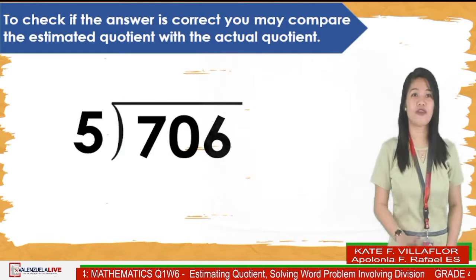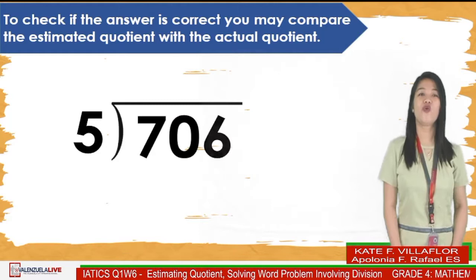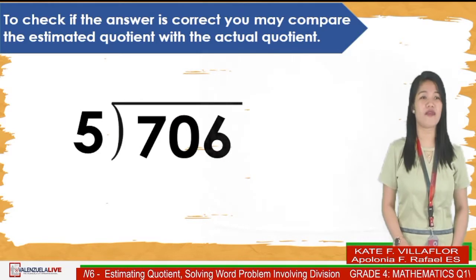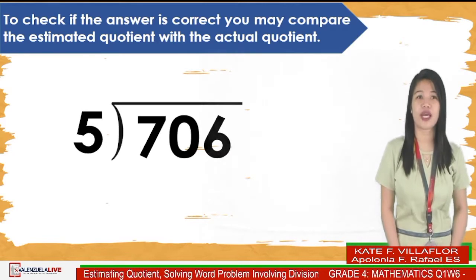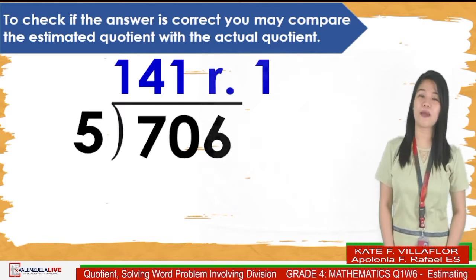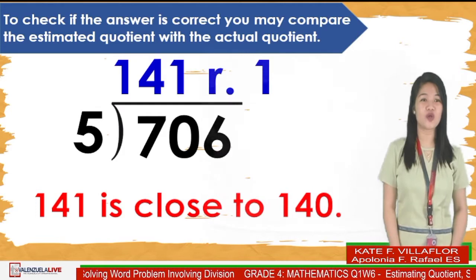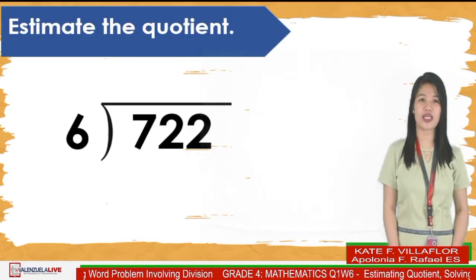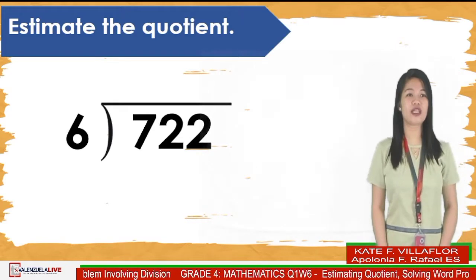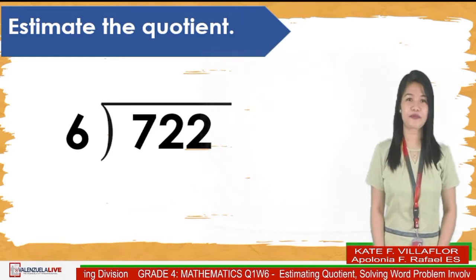To check if the answer is correct, you may compare the estimated quotient with the actual quotient. What is the answer if we divide 706 by 5? The answer is 141 remainder 1. 141 is close to 140. Let's have another example. Estimate the quotient of 722 divided by 6.